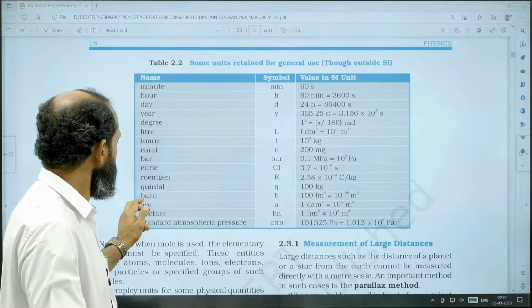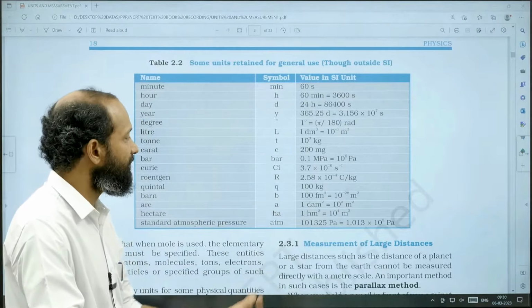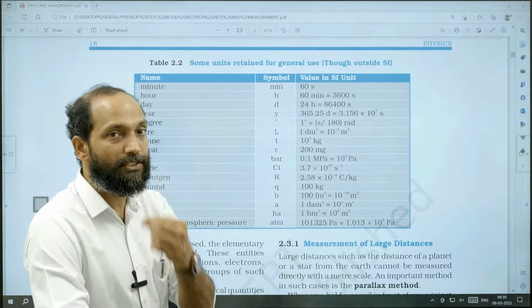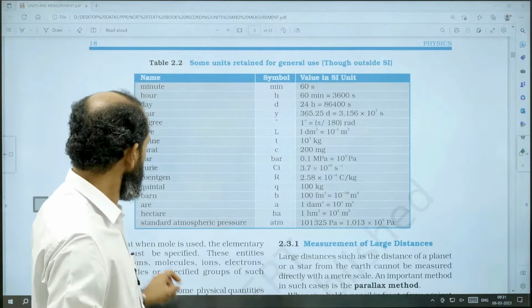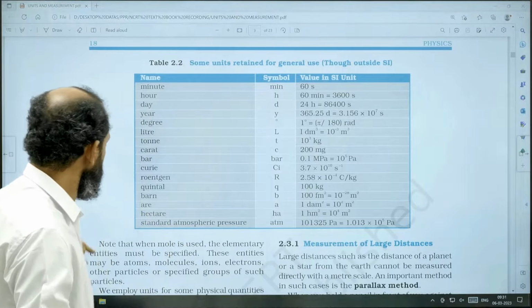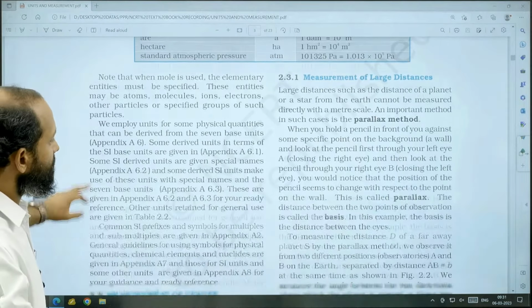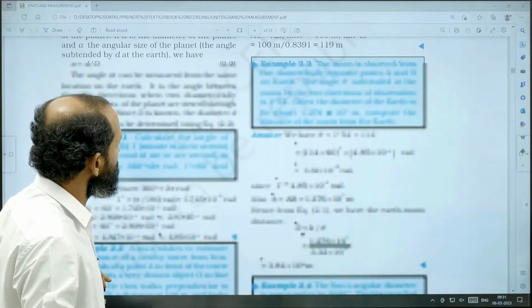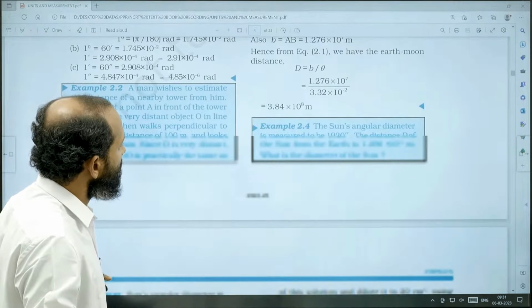Barn is the smaller unit of area. 1 barn is 10 power minus 28 meter square. Barn is used for nuclear cross section. Then area units hectare, are, all that are used. Let us go through the rest of the topics. All this we have discussed.